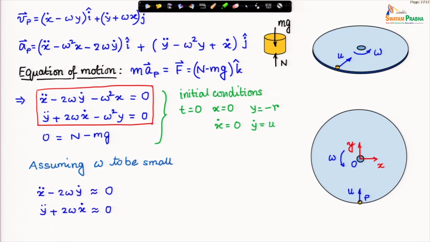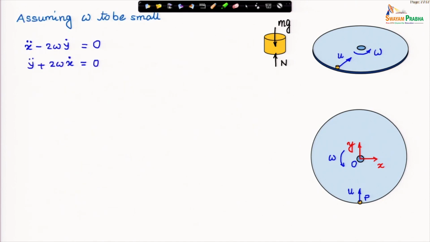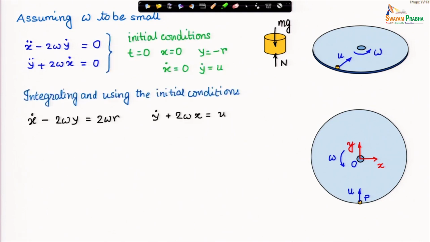In that case, my equations slightly get simplified, and as shown here. So, these are our equations under the assumption that omega is small, so that we can drop omega square. Now, I can start integrating these equations and use the initial conditions that we have discussed. If you integrate the first equation, and use the initial condition, then you will get x dot minus 2 omega y is 2 omega r, and the second equation gives us y dot plus 2 omega x equal to u, and you can check that this satisfies all the initial conditions.